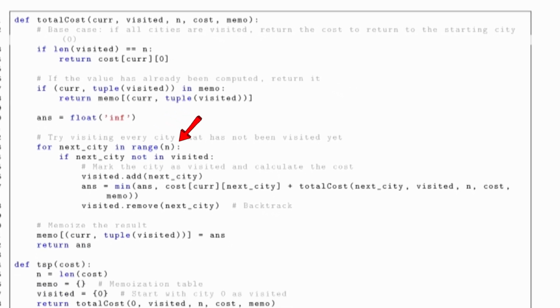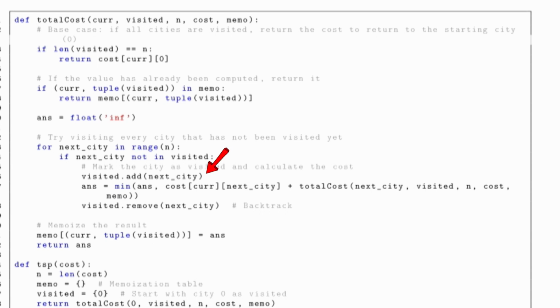So this is the main loop. Here we have to explore all the cities from the current city. So for next city in the range n, we have to check whether that next city was visited or not. So it should be not visited. If it is not visited, then we continue, but we make sure that now that we have visited, we immediately add that to the visited, because we are entering the next city now.